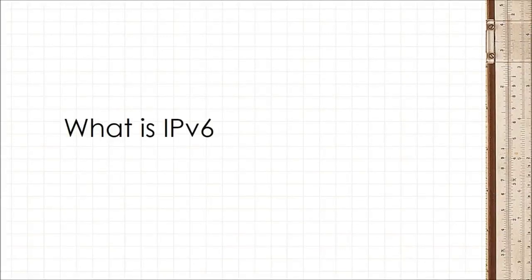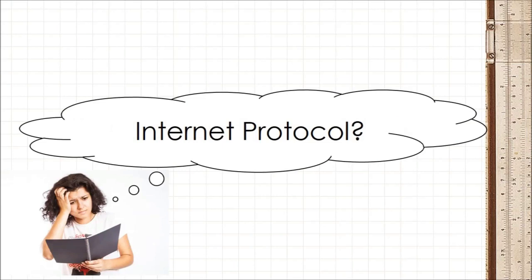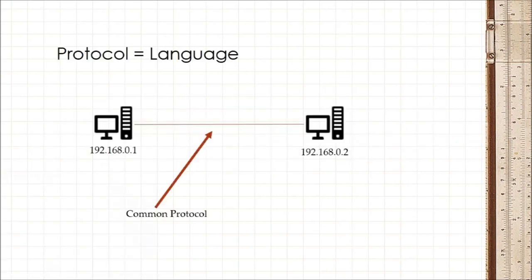What is IPv6? IPv6 is an abbreviation of the term Internet Protocol version 6. But to understand it, we first have to understand what the term Internet Protocol is. In computer terms, a protocol is a language, and if computers wanted to speak to each other, they'd require a common protocol, or a common language.